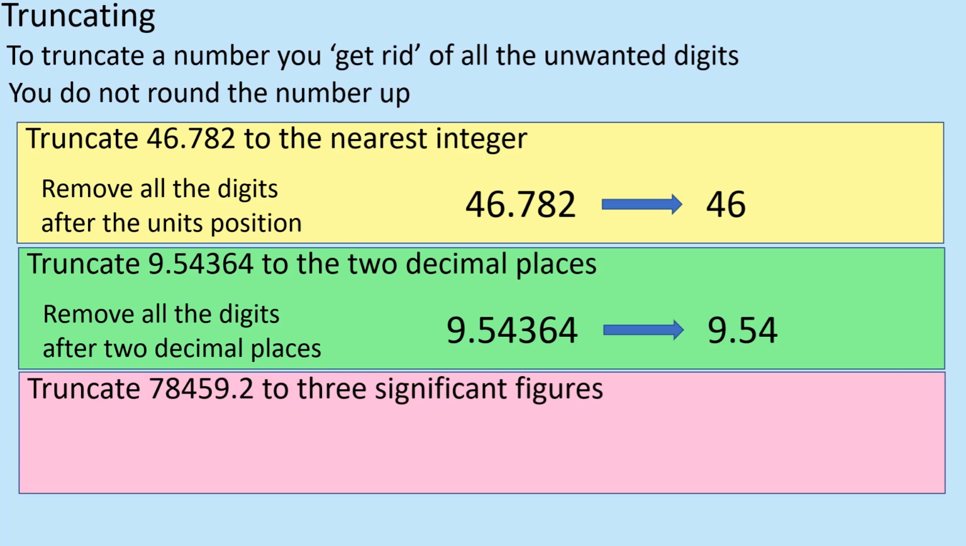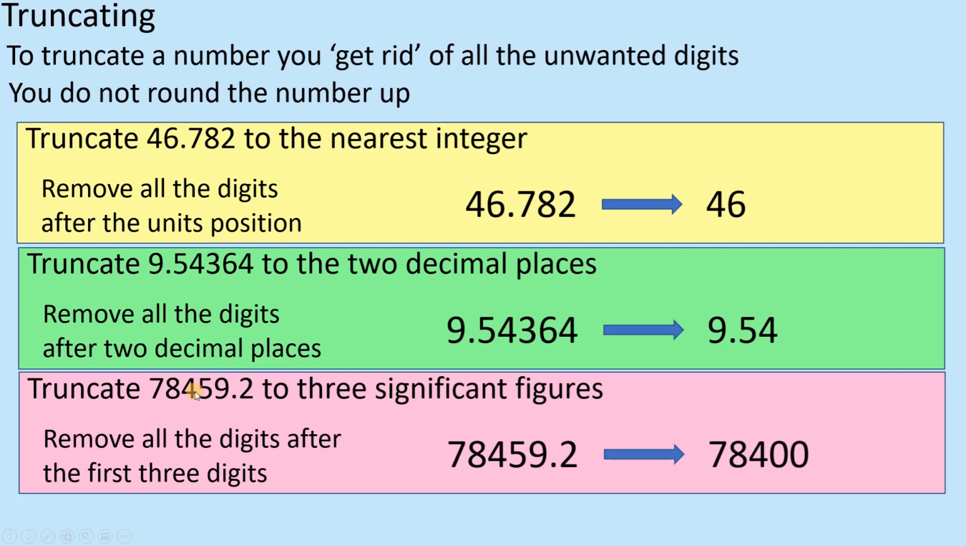It's 3 significant figures, so 1, 2, 3. It's going to be 784. Those two need to be zeros though, because they need to retain size, because it's 78,000, isn't it? So it needs to be 78,400, because obviously that needs to retain its absolute size. So that is truncating. You don't see it an awful lot, but here we go.